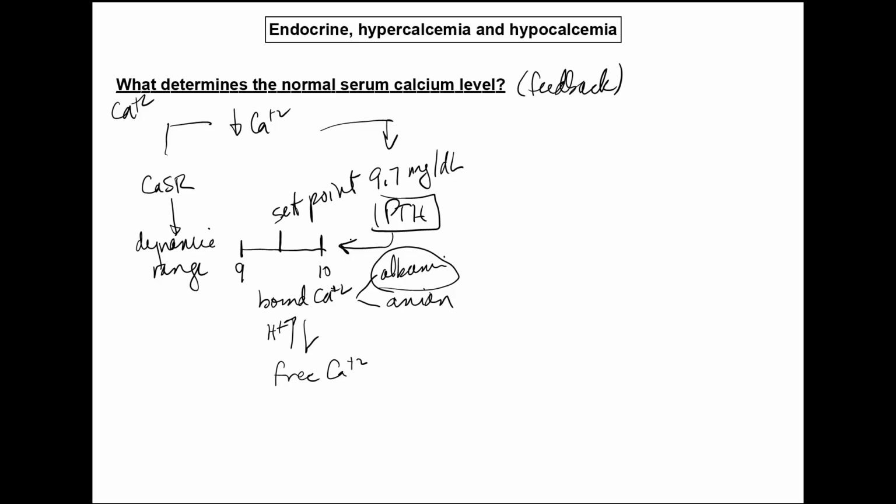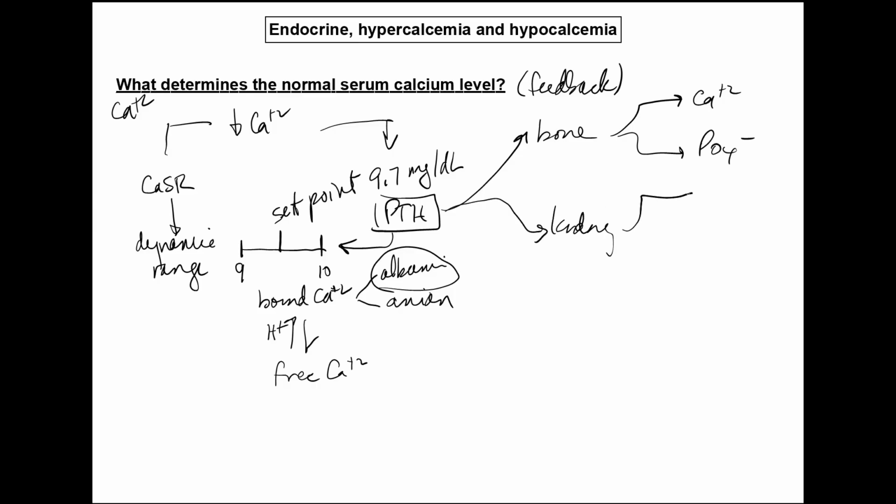PTH does this through two organ systems. Through the bone, where it stimulates the PTH receptor on the osteoblast, producing osteoclasts that are going to dissolve bone to release both calcium and phosphorus. And it interacts at the level of the kidney, where in the proximal convoluted tubule, it's going to inhibit the sodium phosphate channel, and that will lead to a decrease in phosphorus, and it will upregulate the PTH receptor in the distal convoluted tubule, and there will be increased resorption of calcium.